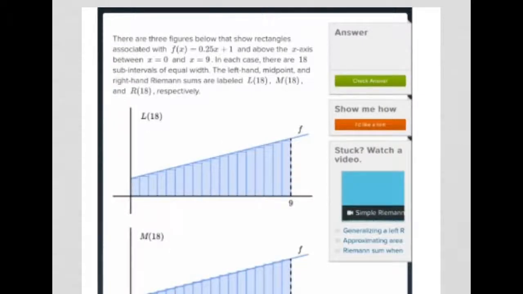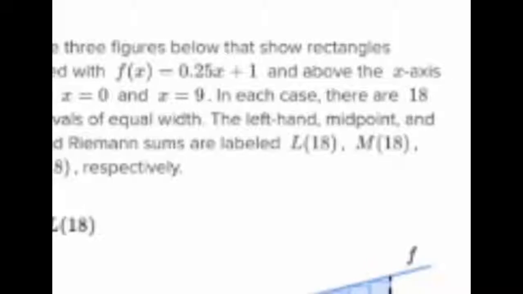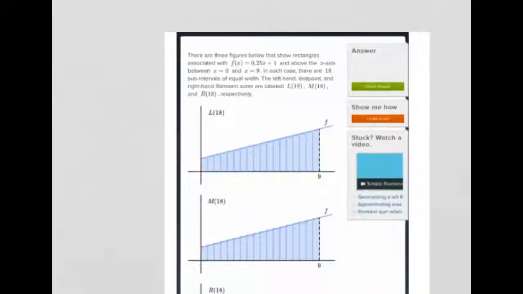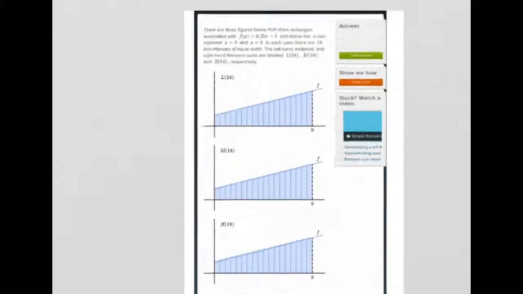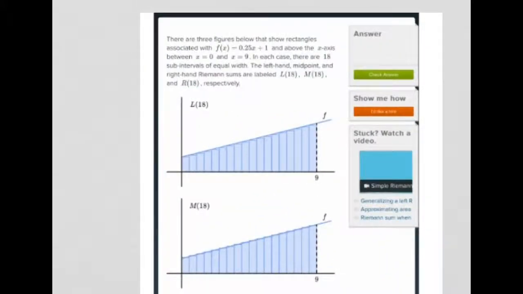There are three figures below that show the rectangles associated with f of x equals 0.25x plus 1, above the x-axis between x equals 0 and 9. In each case, there are 18 subintervals of equal width. The left hand, that's L18. The midpoint, M18. And R18, respectively.